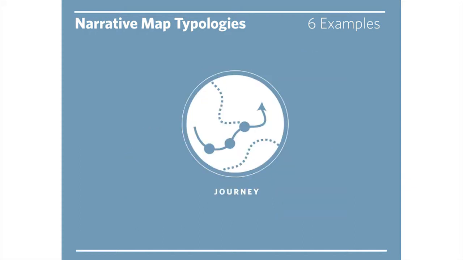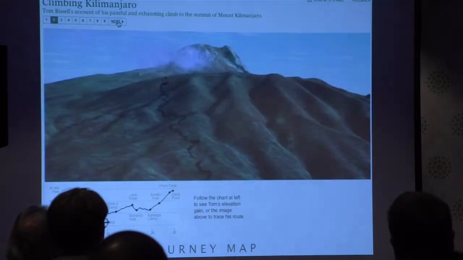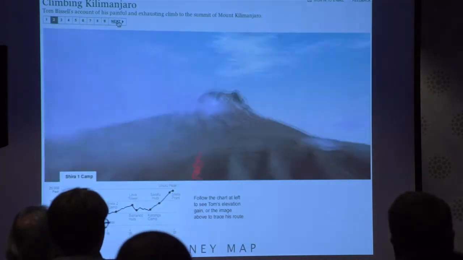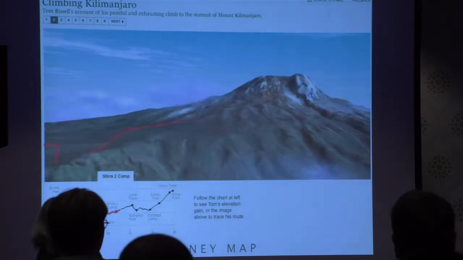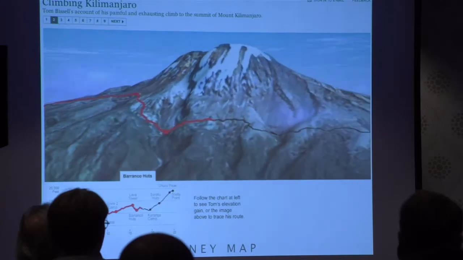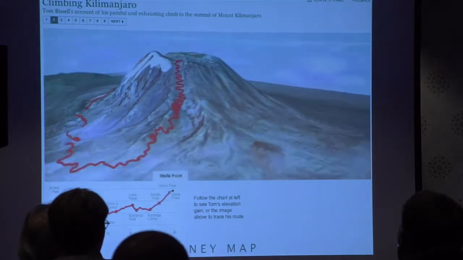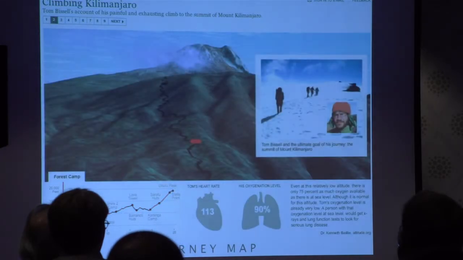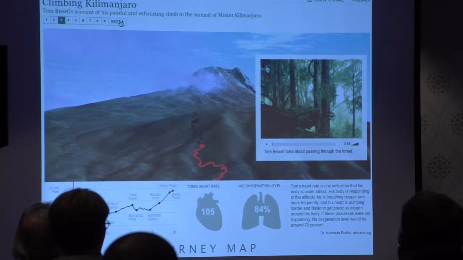So let's start out with what I would call a journey map. This is one of my favorite online maps. This was published in 2007 by the New York Times graphic department. And it shows one man's journey up and down Mount Kilimanjaro. The fascinating thing about this map is that typically you would see this on a flat raster 2D map. But here you're seeing it much more in scale. So you see how difficult it was to actually climb this mountain.